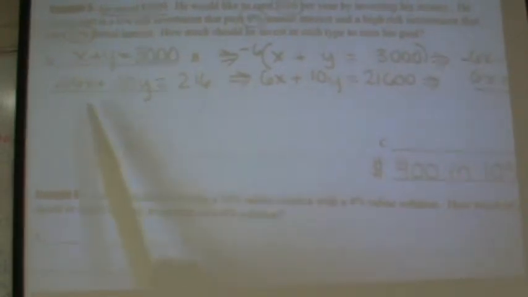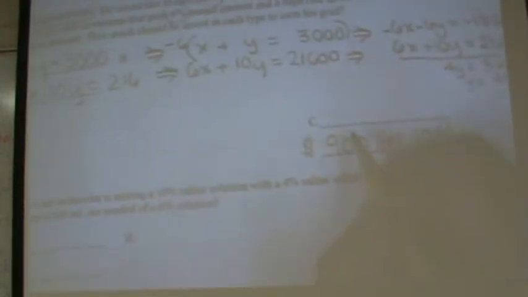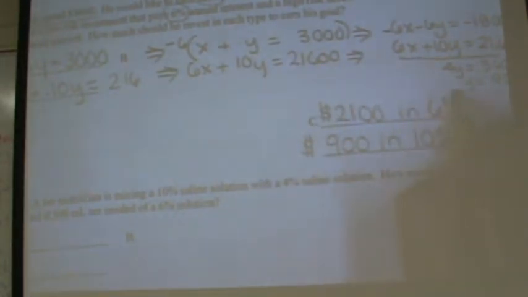How much of the 3,000 did you put then in the 6%? 21. We're being conservative. You get that? Okay, now I'm gonna have you go to your homework. I'm gonna have you set up 8 and 9.